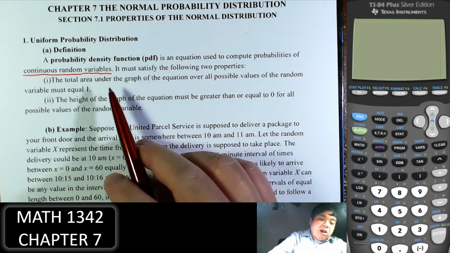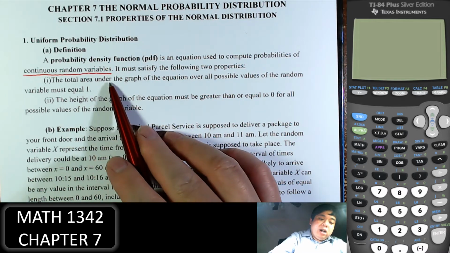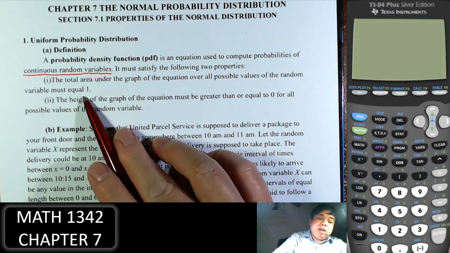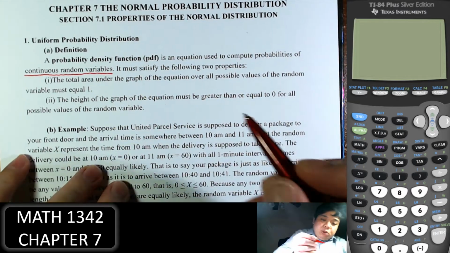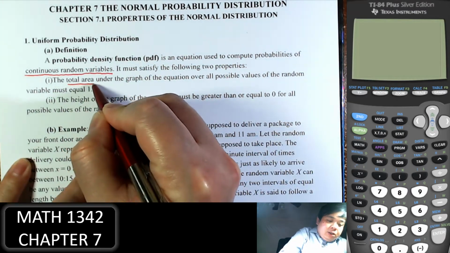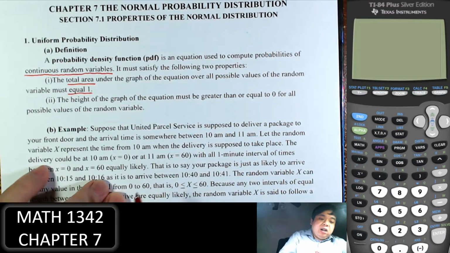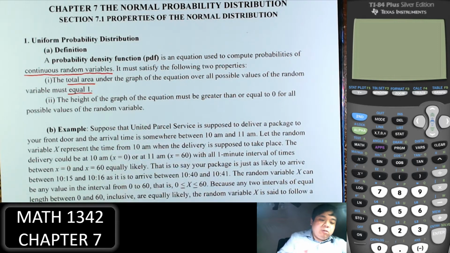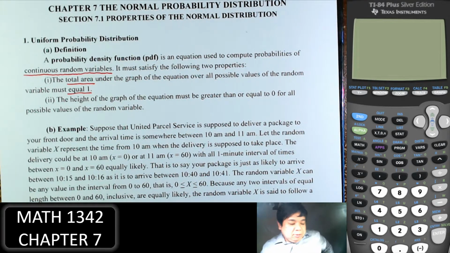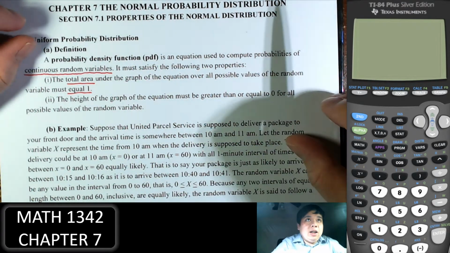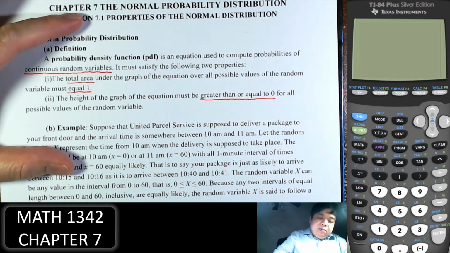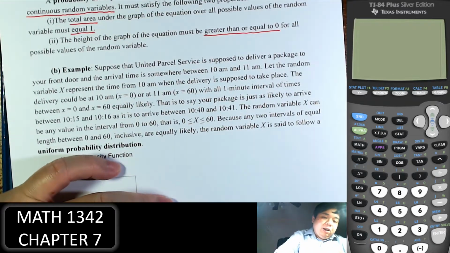It must satisfy the following two things: the total area under the graph of the equation over all the possible values of the random variable must be equal to 1. So the total area is equal to 1. And the height of the graph of the equation must be greater than or equal to 0 for all possible values of the random variable. So greater than or equal to 0 for the height of the graph.